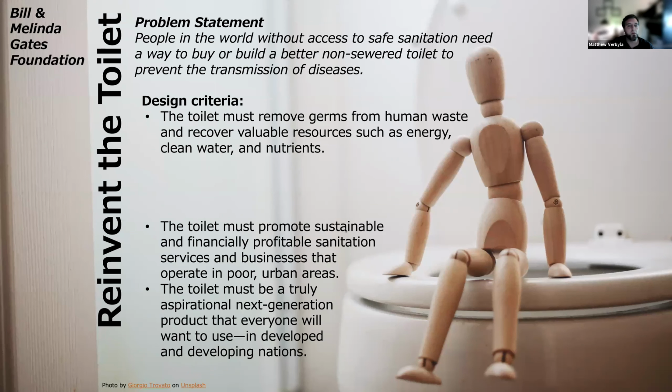The next one, it must promote sustainable and financially profitable sanitation businesses and services, right? And that's really another sustainability criteria. It needs to be economically sustainable so that local businesses and services can operate in a financially profitable way. And then the last one, the toilet must be an aspirational, next generation product that everyone wants to use. So it has to be a product that's desirable.